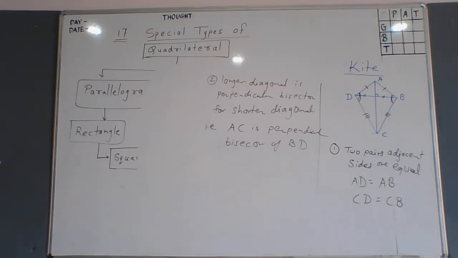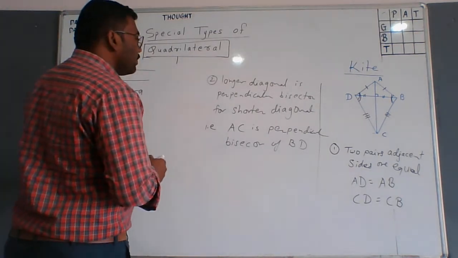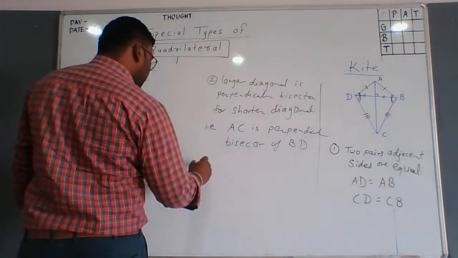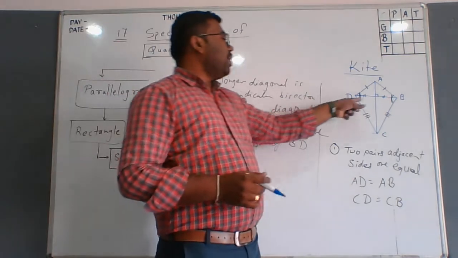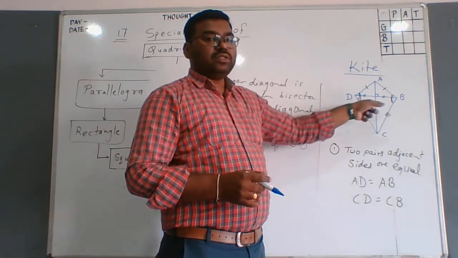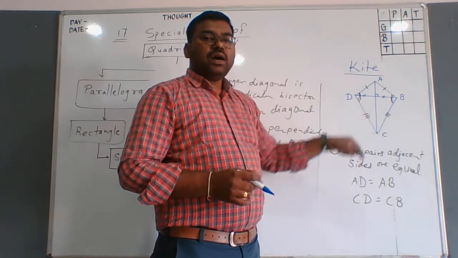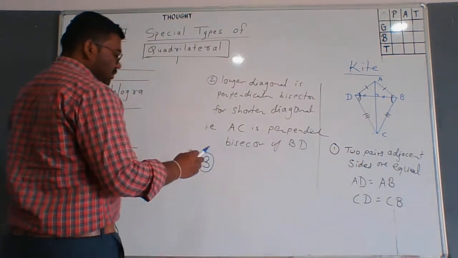And the third property. What is our third property in it? Only one pair of opposite sides is equal. Or sorry, only one pair of opposite angles are equal.